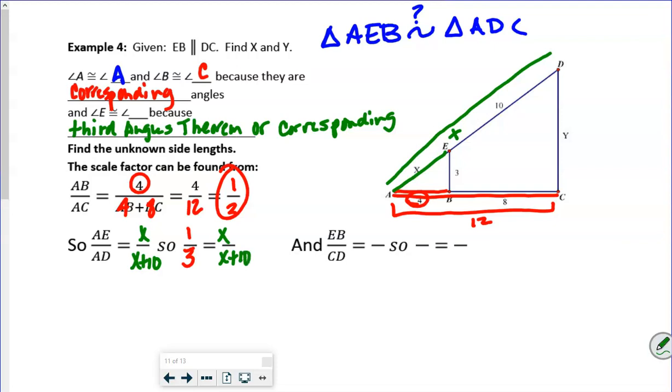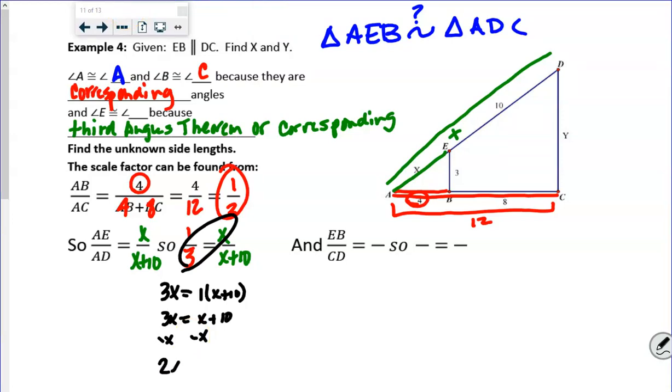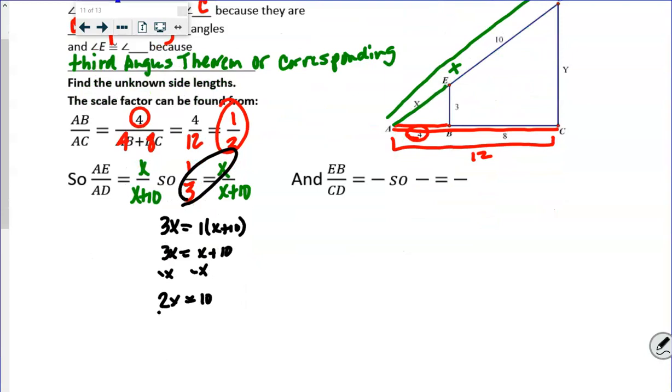Now we're going to solve this. Remember how we do this? We're going to cross multiply, right? So that's 3x, and that's equal to 1 times x plus 10, right? So that's going to be 3x is equal to x plus 10. So we are going to subtract x from both sides. So that's going to give us 2x equals 10. So what is x equal to, y'all? Divide both sides by 2. So x is equal to 5. Okay? We're going to check this in a minute. So just hold on.